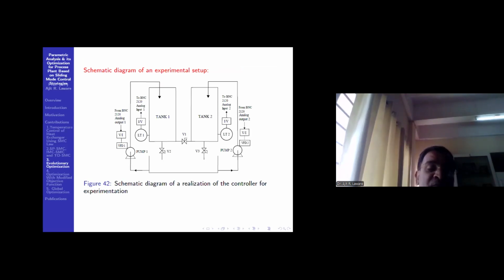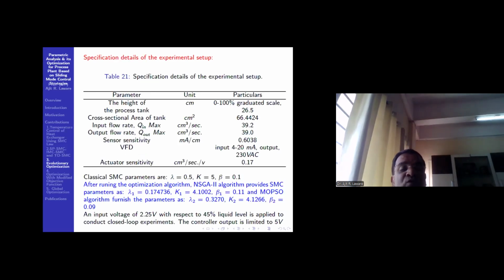The controller output is 0 to 5 volt, and that controller output is given to the BNC 2120 analog output 1, and from this it is given to the V2I converter and finally to the VFD, and this VFD controls the pump. The pump is nothing but a positive displacement pump. So these are the experimental specifications. The height of the tank, as I told you earlier, is 26.5.